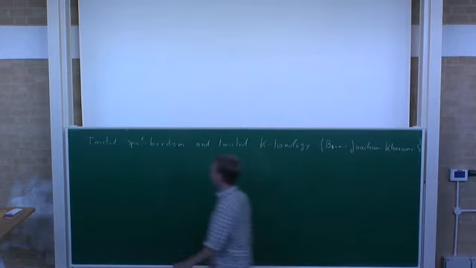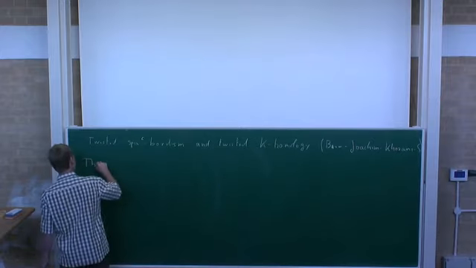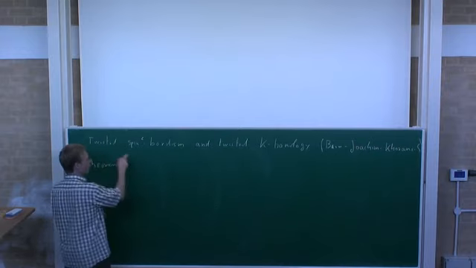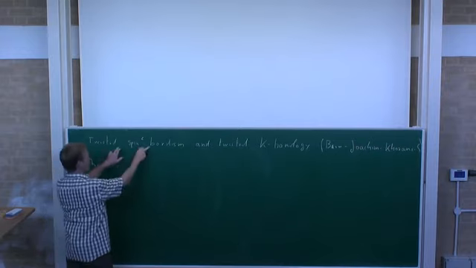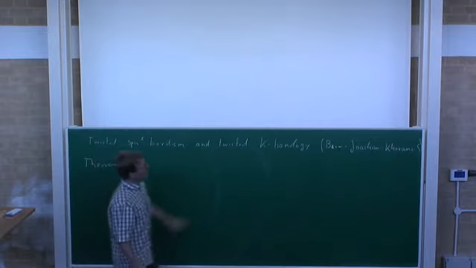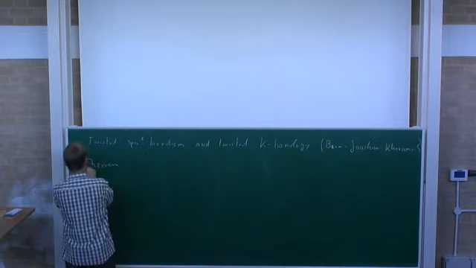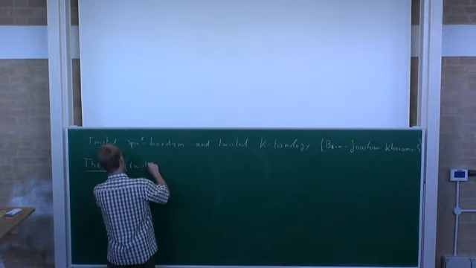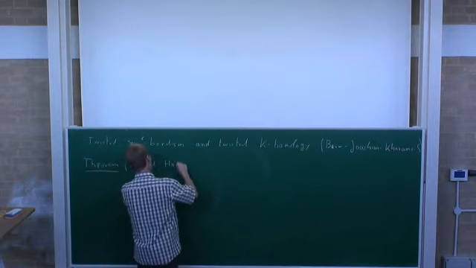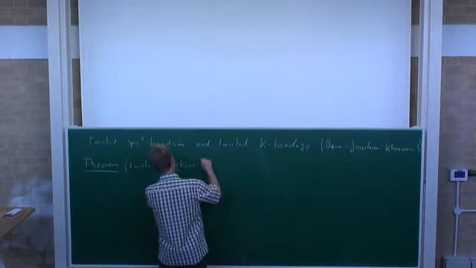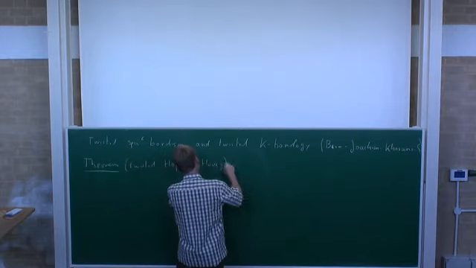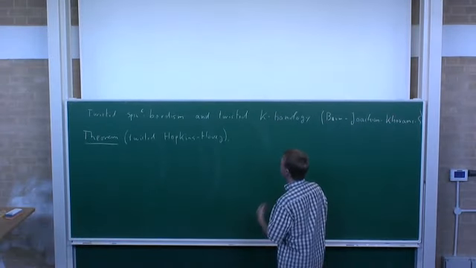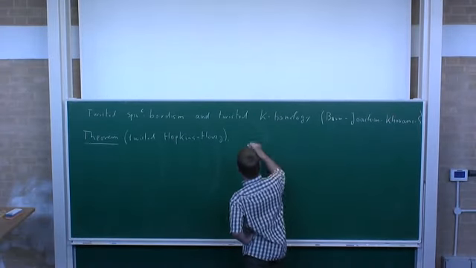So there is a theorem, which, there are two theorems, which both make a relation between twisted spin-C manifolds and twisted K-homology. And the first one is a twisted version of a theorem of Hopkins and Hovey. And let me just state it. And of course, there's stuff to be explained later, in the story part.